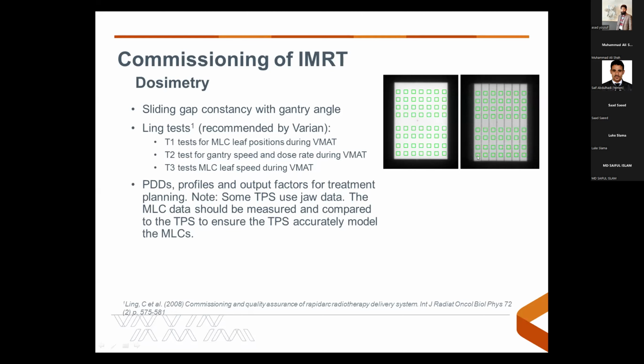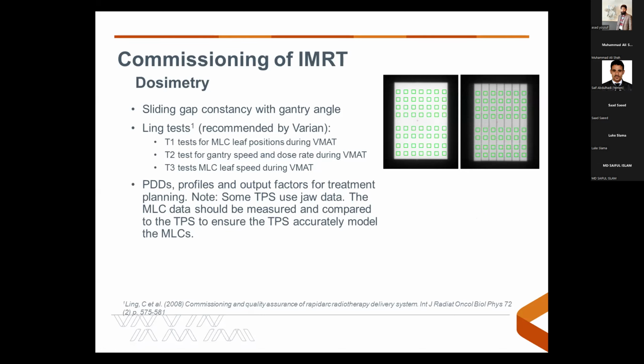And what I should say is that for the T3 test, for example, the MLC leaf speed is changed for each of these pickets, and then they just modify the dose rate in order to account for that. So these should all be the same intensity if there was no impact of the MLC leaf speed. So that's what the Ling test does.